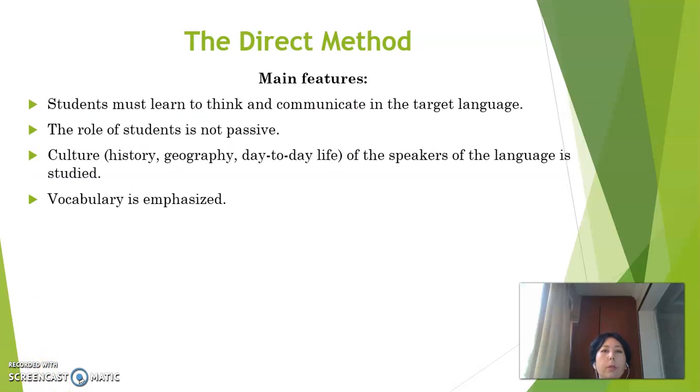Also, it's important to reveal the main features of the direct method. Students must learn to think and communicate in the target language. The role of students is not passive. Culture, like history, geography, and day-to-day life of the speakers of the language, is studied. Vocabulary is emphasized.